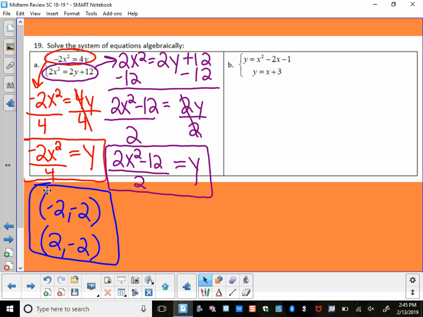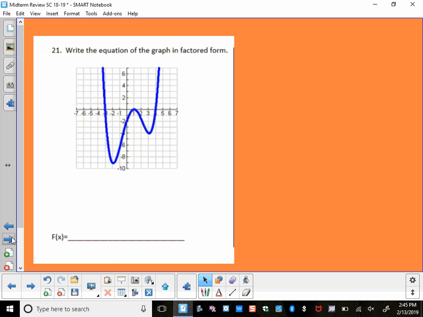All right, last one that we're going to do together. Look at this one. Write the equation of the graph in factored form. How many zeros do I have here? 3. Do you guys agree that we have 3?